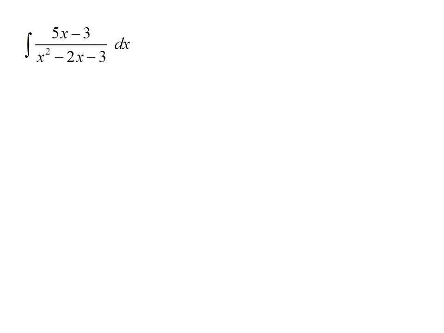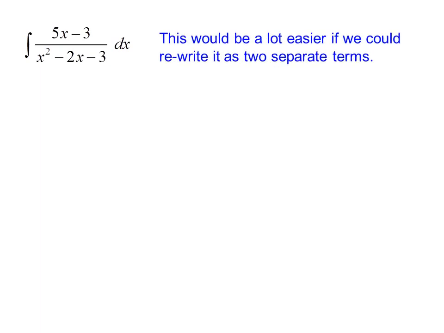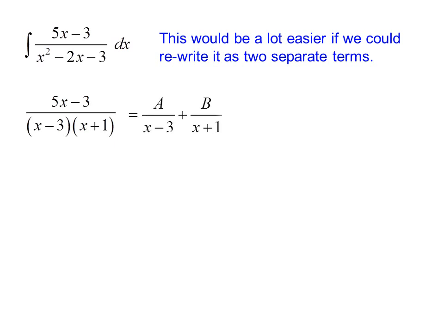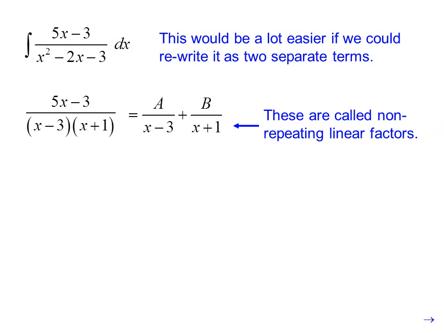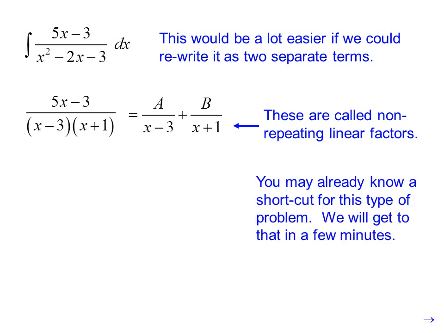Suppose we want to integrate 5x minus 3 over x squared minus 2x minus 3. This would be a lot easier if we could rewrite it as two separate terms. So we factor the denominator, and we assume that the two terms will look like this. These are called non-repeating linear factors. You may already know a shortcut for this type of problem. We will get to that in a few minutes.